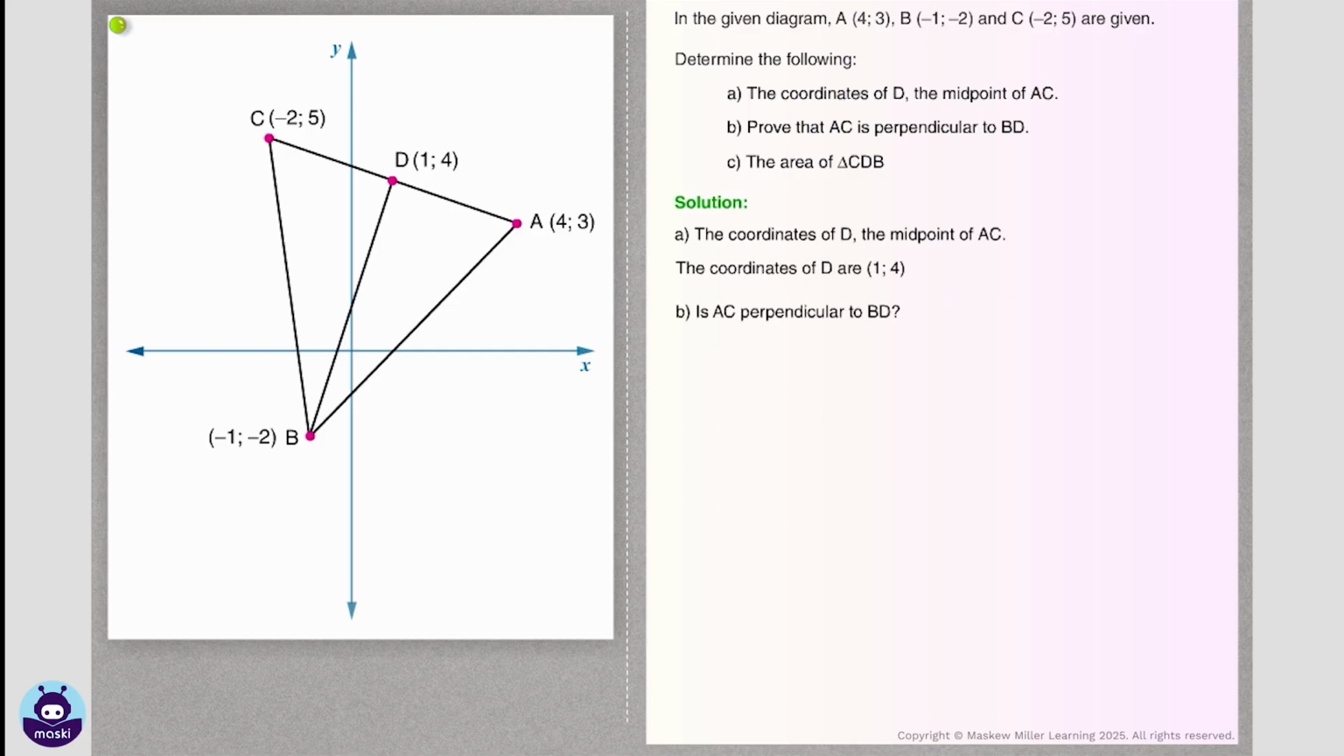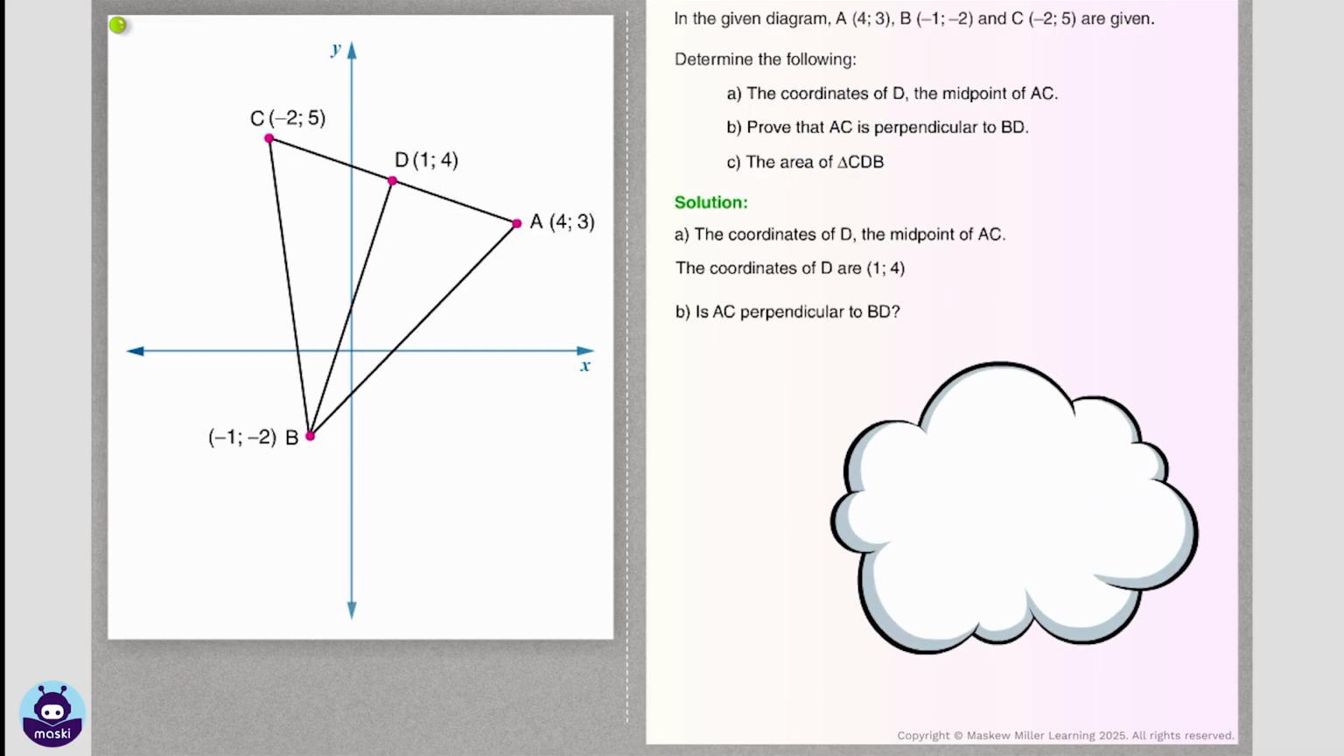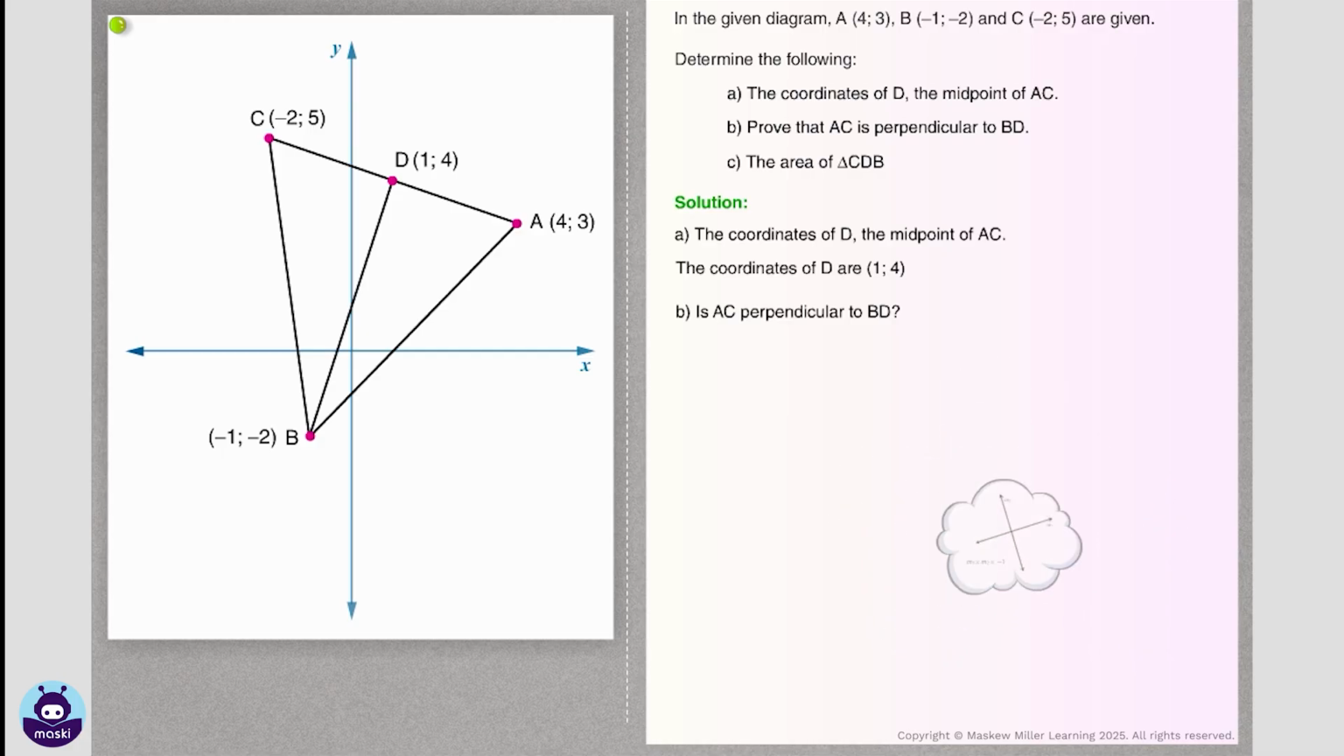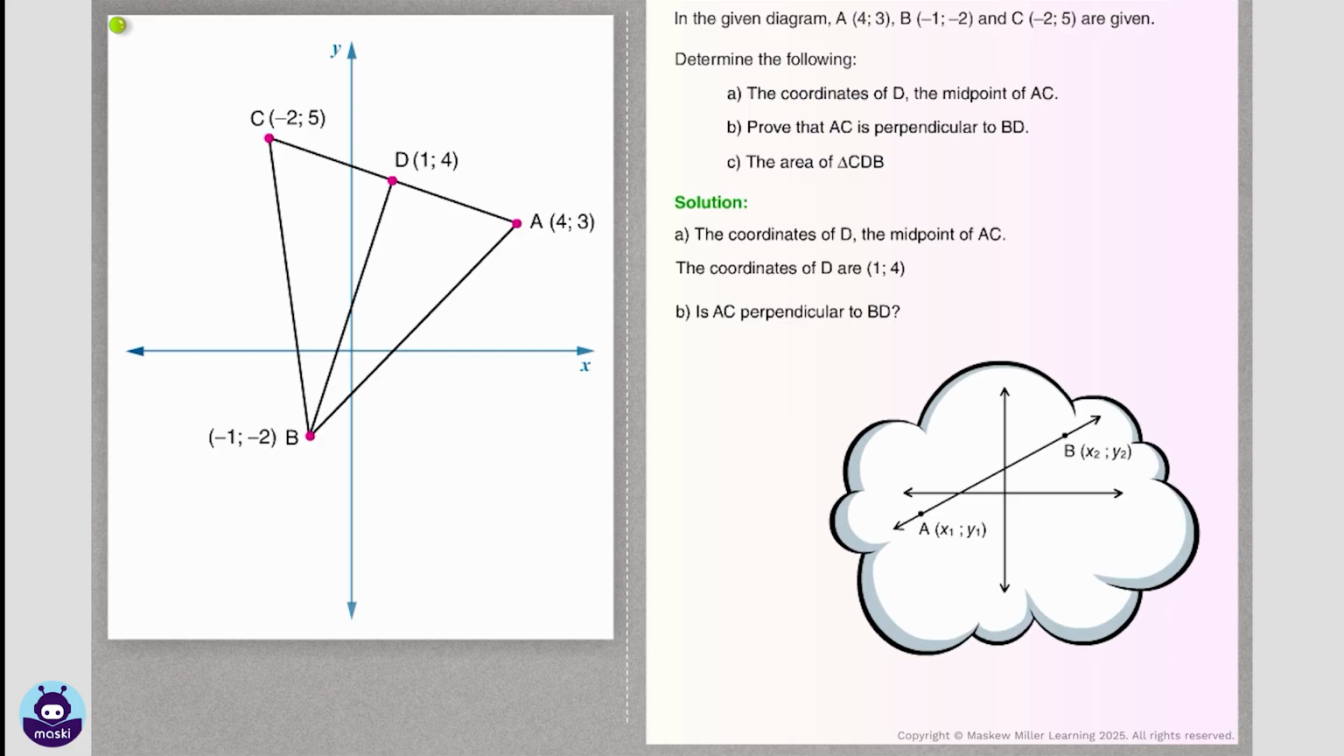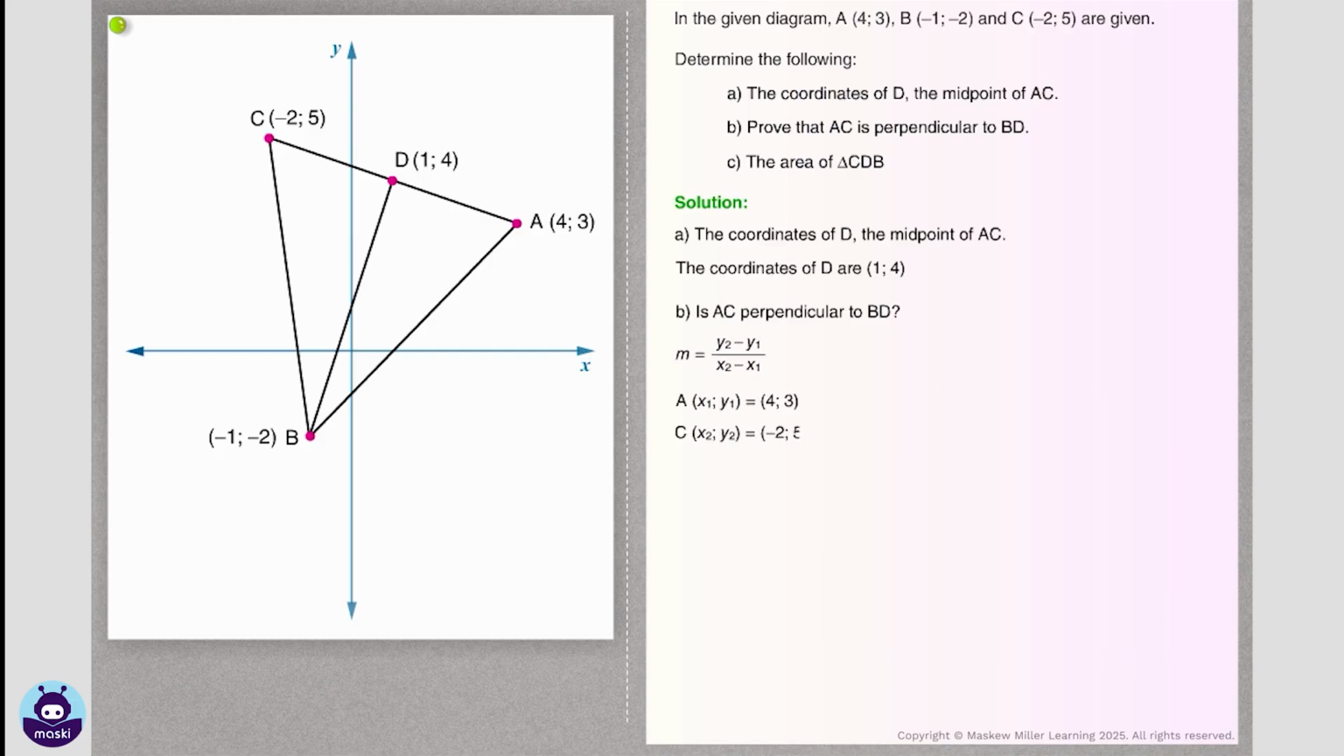Is AC perpendicular to BD? In the case of two perpendicular lines, the product of their gradients is always equal to -1. Let us determine the gradients of AC and BD. Substituting the values for A and C, we get the gradient of the line AC. M1 equals (5 minus 3) over (-2 minus 4). Therefore, M1 is equal to -1 over 3. The gradient of AC is -1 over 3.